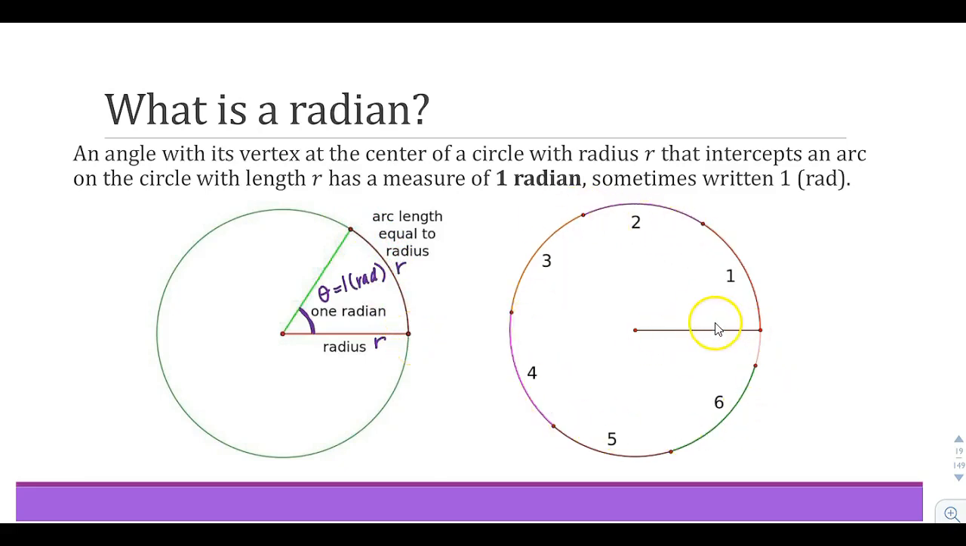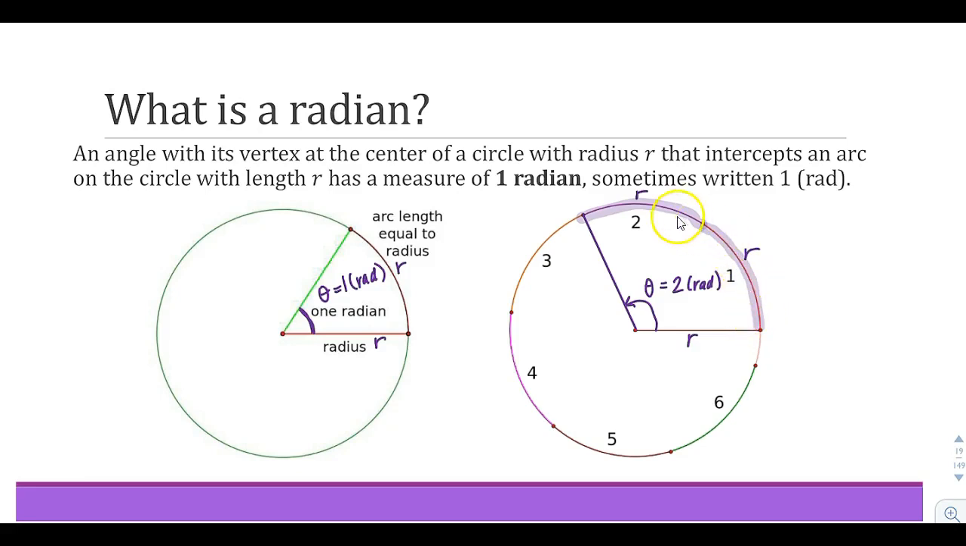So now let's take a look over here. Let's say I want to find an angle of measure 2 radians. That means my angle has to intercept an arc length that measures 2 copies of the radius. So here's my radius, and this is 1 copy of r, and then this is a second copy of r. So the angle we're talking about here is this angle theta. Theta would be equal to 2 radians.